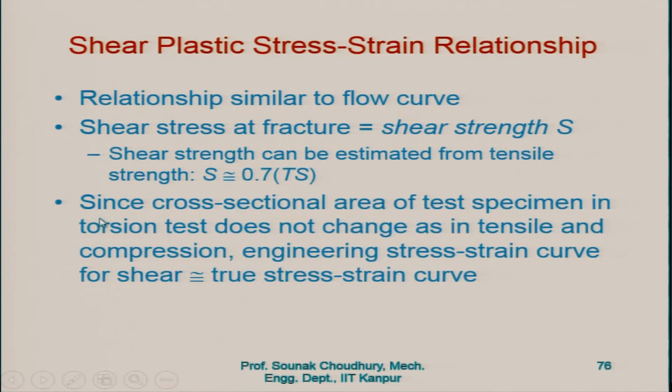Now, since the cross sectional area of the test specimen in the torsion test does not change as in the case of tensile and compression, the engineering stress strain curve for shear is equal to the true stress strain curve. This is the reason, if you remember, we said in the beginning that the engineering stress strain curve for shear remains the same. Therefore, these two are the same in this case.